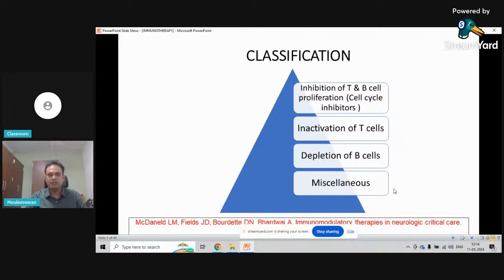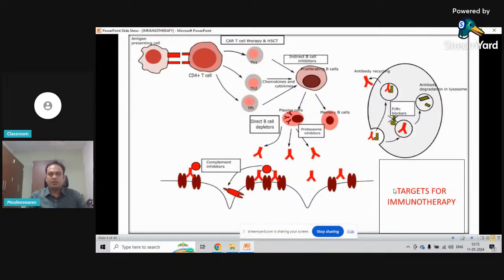They are called immunotherapy or immunomodulatory therapy, and they are broadly classified into four subgroups: those which are aimed at inhibiting the T and the B lymphocyte proliferation, those which are aimed at inactivating the formed T cells, those which are targeted towards depleting the formed B lymphocytes, and a miscellaneous group of drugs which have specific modes of action.